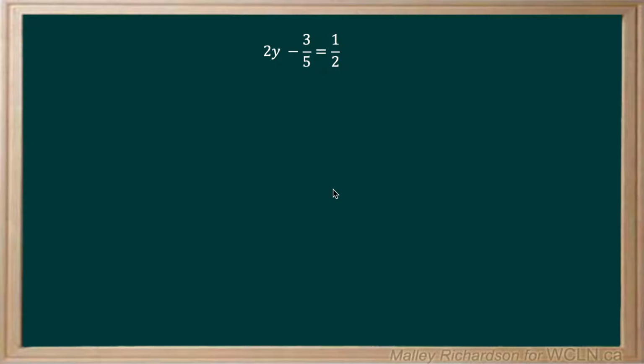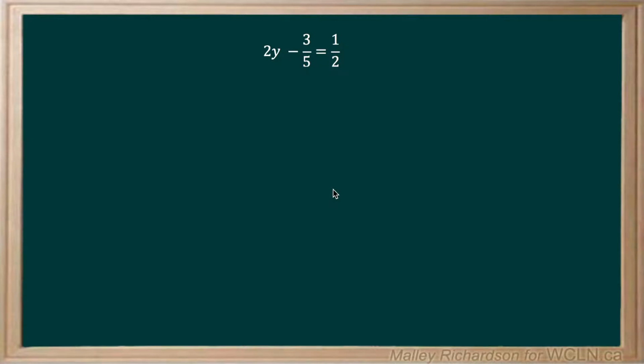In this question we have (2y minus 3) over 5 equals 1/2. Now again, we want to solve for our variable y. But as we can see, we have two different fractions in this equation with two different denominators. So to get rid of these denominators, we need to find the lowest common denominator of 5 and 2, and then multiply both sides of our equation by that.